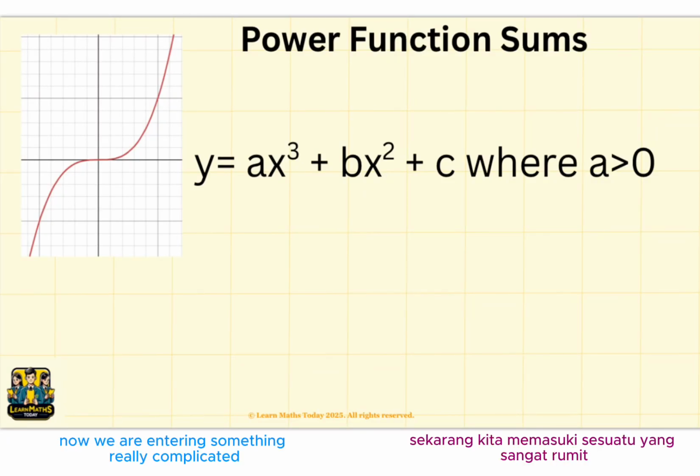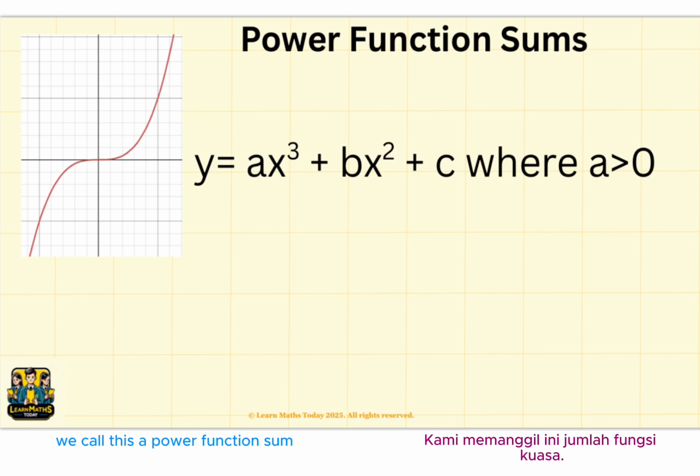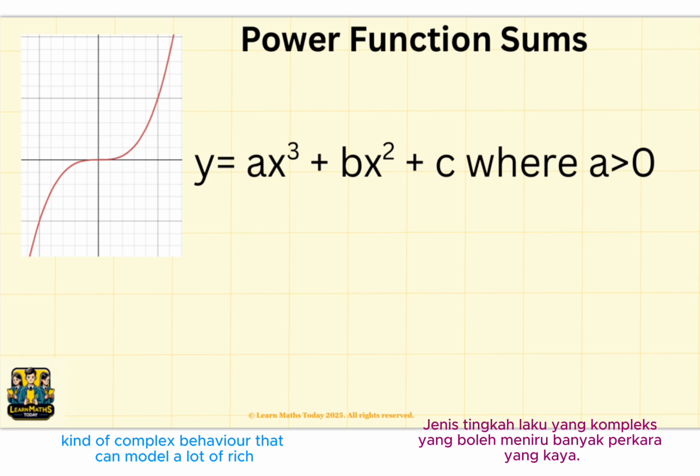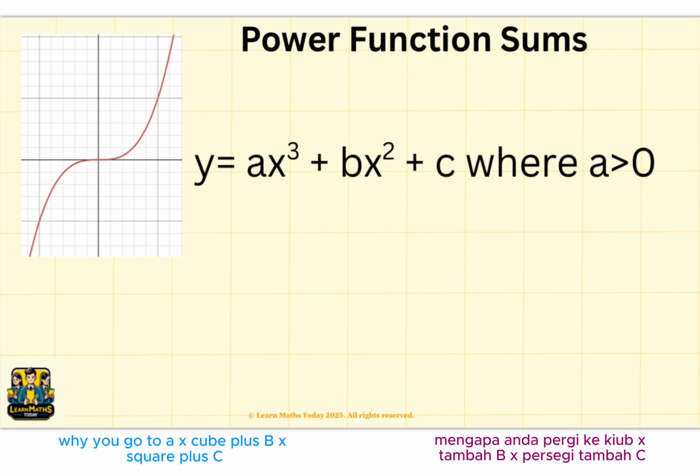Now, we are entering something really complicated in our function journey. We call this a power function sum. This function combines multiple power terms to create complex behavior that can model a lot of rich real-world phenomena. Look at the general form, y equals ax cubed plus bx squared plus c.